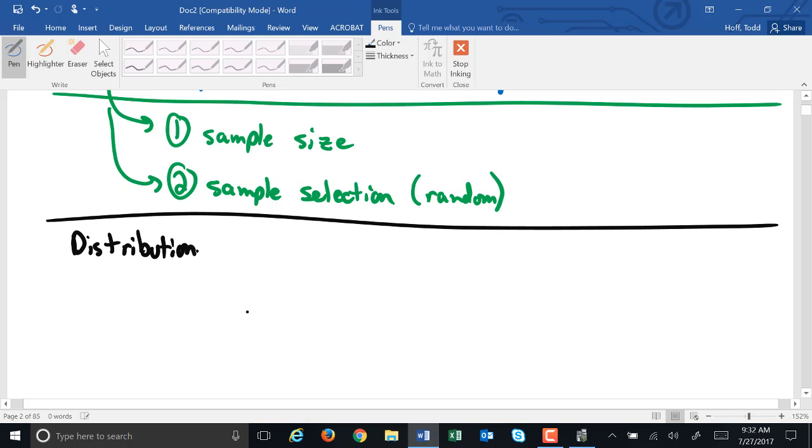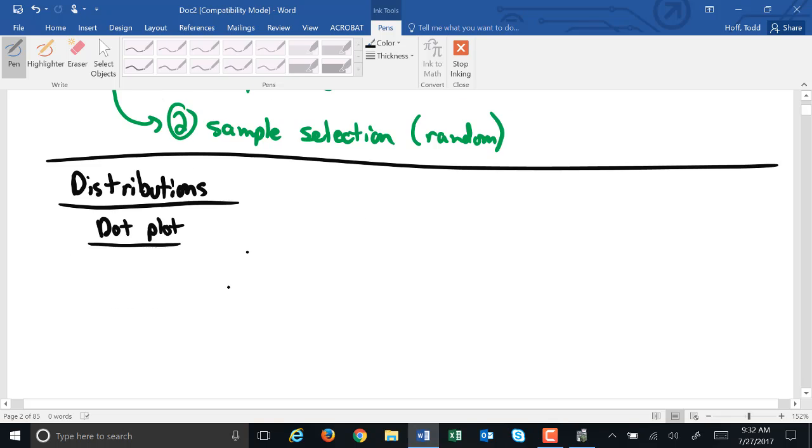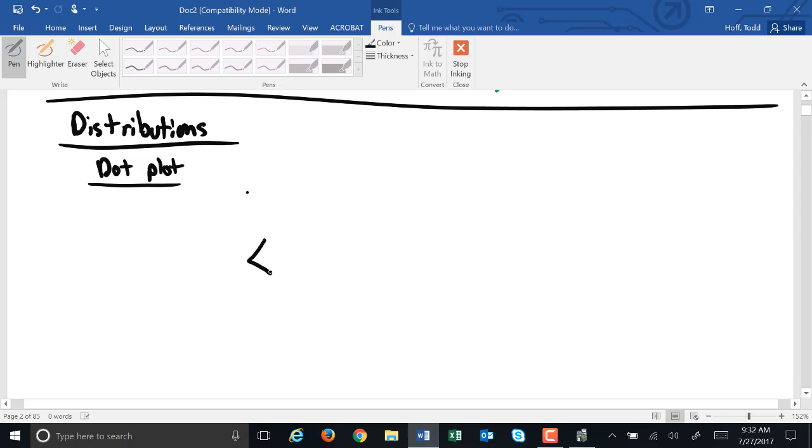is a little bit of knowledge of distributions. And we talked distributions a little bit yesterday. We talked about that dot plot. And that dot plot is just a number line that encompasses the range of the data.